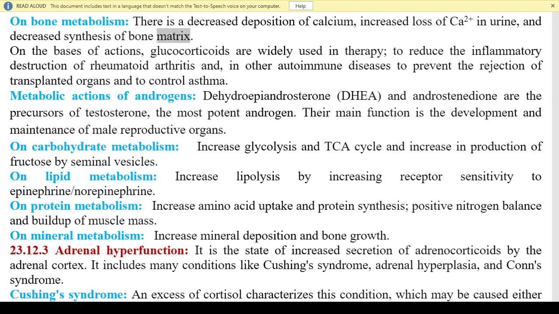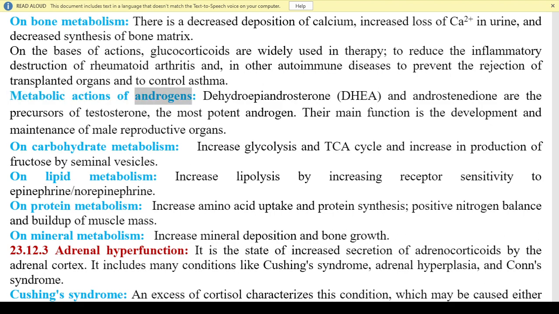On the basis of actions, glucocorticoids are widely used in therapy to reduce the inflammatory destruction of rheumatoid arthritis and in other autoimmune diseases, to prevent the rejection of transplanted organs, and to control asthma.